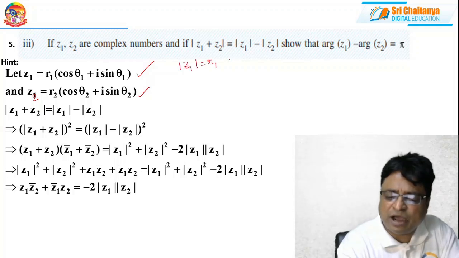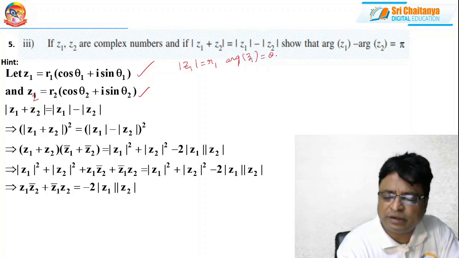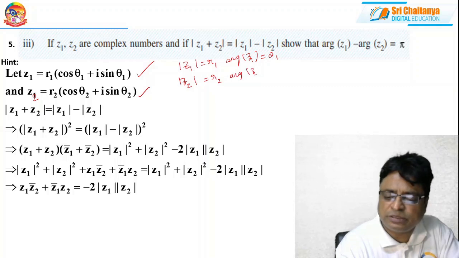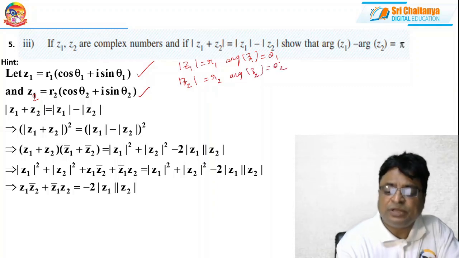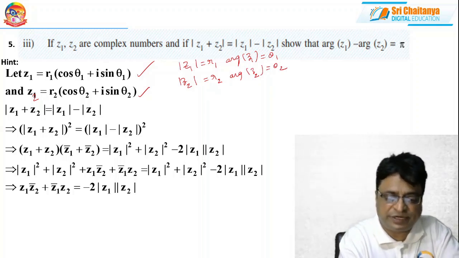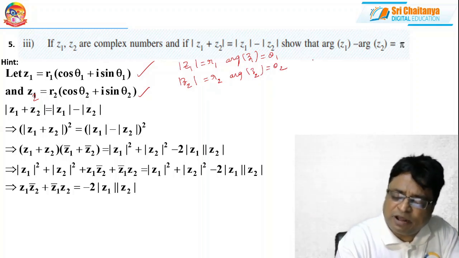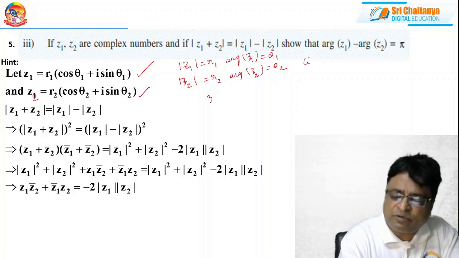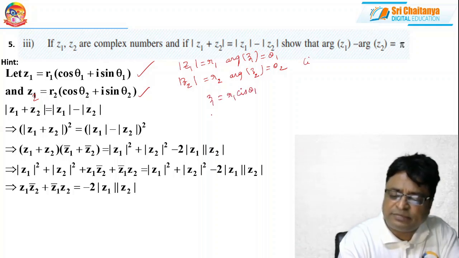R1. And arg Z1 is what? Theta 1. And mod Z2 is what? R2. And arg Z2 is what? Theta 2. You can also solve the previous problem by this technique. But here, please try to understand. Another important concept, already I told, Z1 is equal to R1 cis theta 1, and Z2 is equal to R2 cis theta 2.